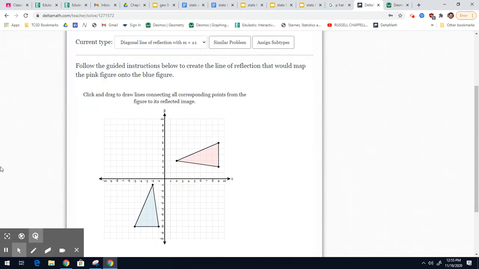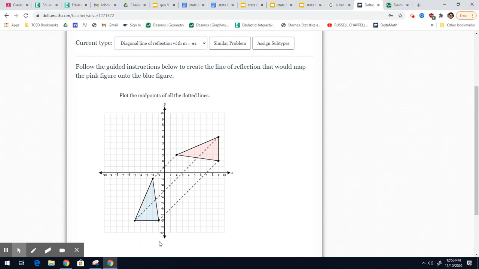All right, so let's take a look at this problem here. So now we need to find the line of reflection going between these two, right? So this says follow the guided instructions below to create the line of reflection that would map the pink figure onto the blue figure. Click and drag to draw lines connecting all corresponding points from the figure to its reflected image. So the pink figure is first. So take this, drag it to its corresponding vertices. So I believe that's corresponding. I think that this one is going to be corresponding to this one and this one to that one. Right? Okay, so I did that.